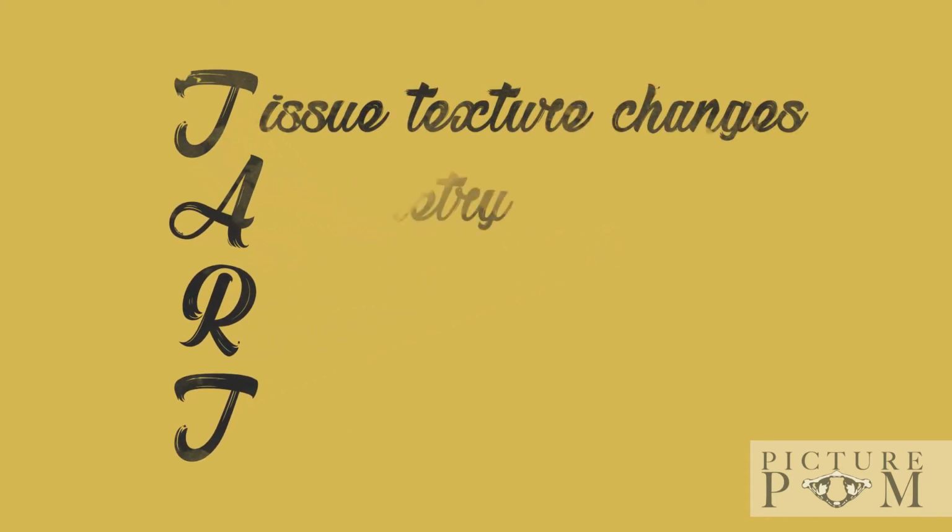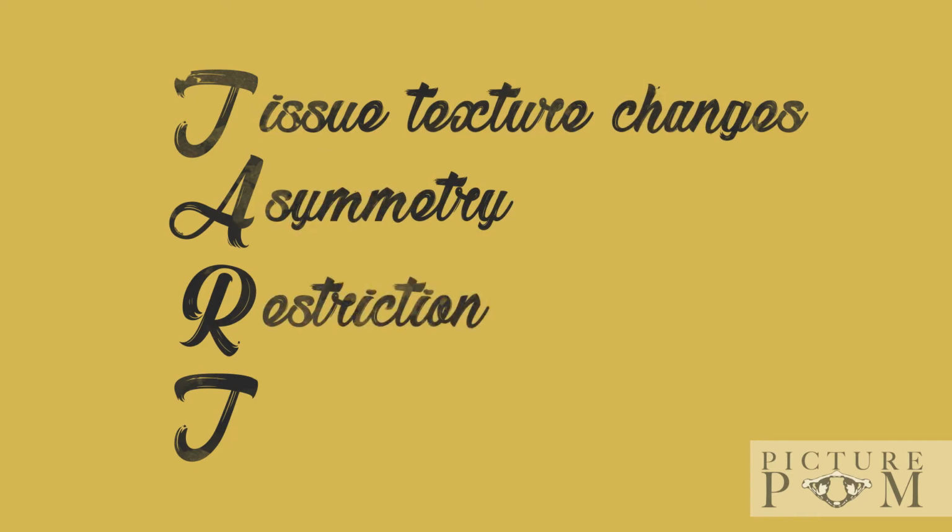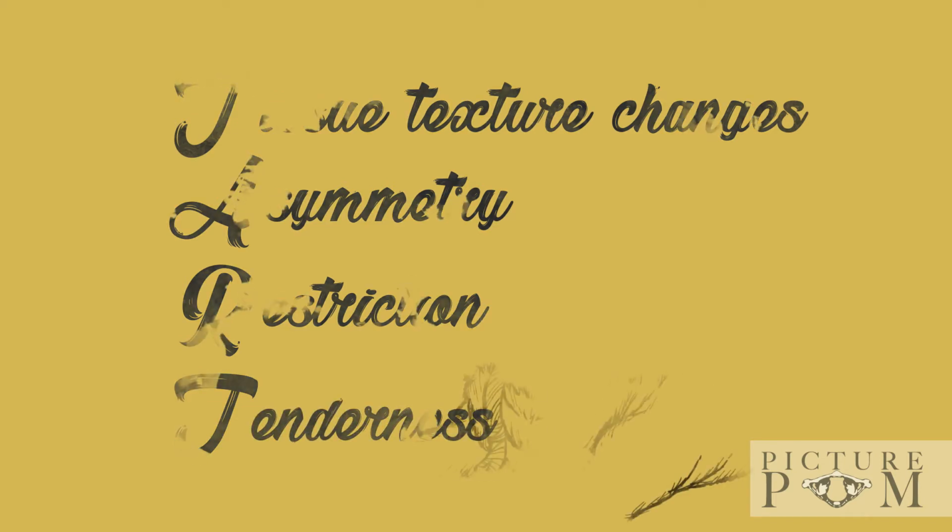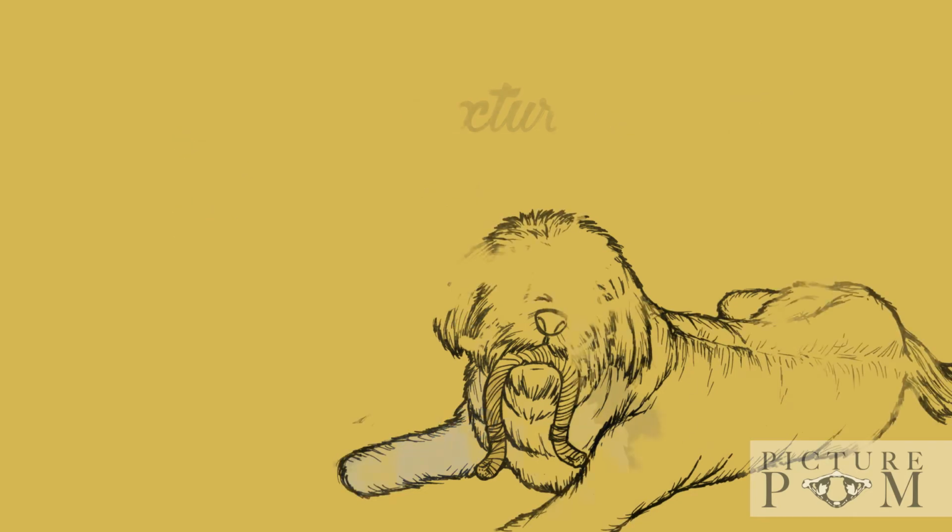T is tissue texture changes. A is asymmetry. R is restriction. Note that a restrictive barrier lies before the physiologic barrier. And the second T is tenderness. In our video here, we will be focusing on chronic findings of TART.